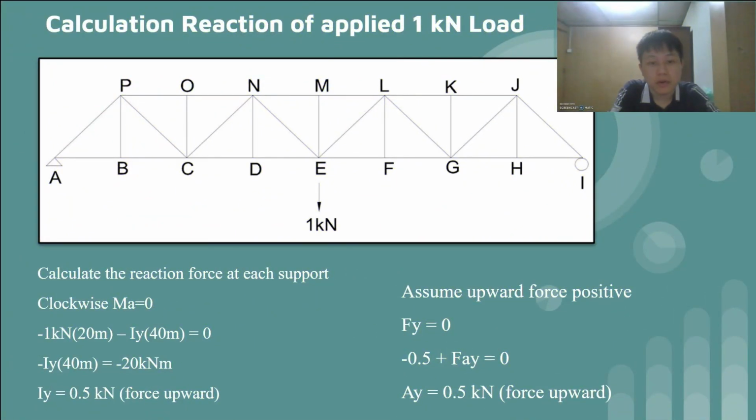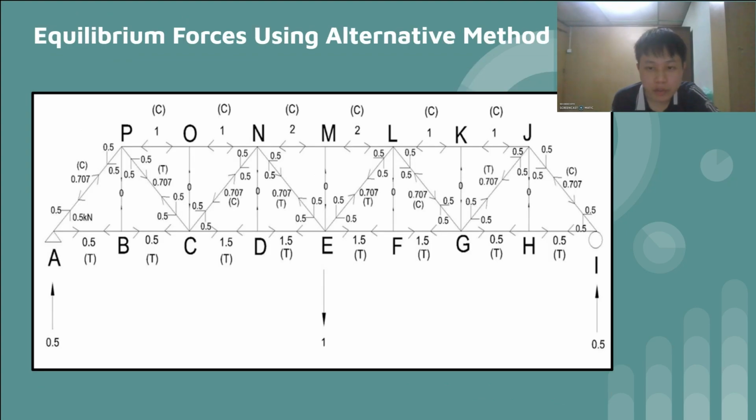My name is Yontipo and I will present the calculations of reactions with applying 1 unit load. First step is to apply 1 unit load at point E. Next, assume clockwise moment and outward force is positive. Then, calculate the reaction forces, and IY and AY are 0.5 kN. After that, use the alternative method to calculate and equilibrate all member forces.